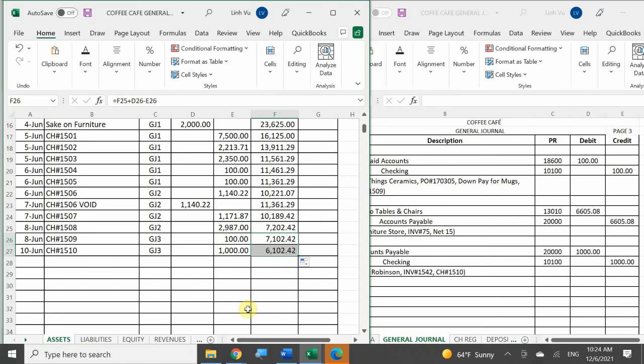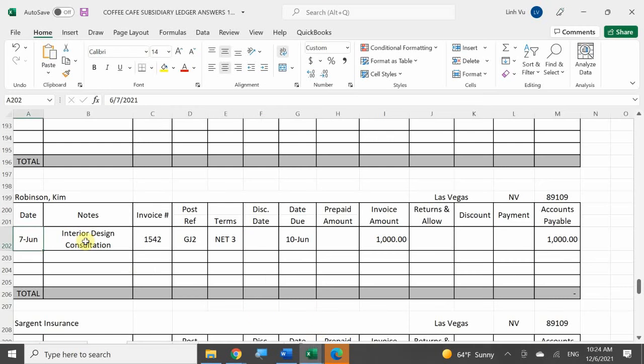Then, of course, I also have to update my subsidiary ledger because I no longer owe Kim Robinson anything anymore. I need to update my account accordingly. Now, in this case, you do have two choices. You can go ahead and edit this line right here and say, I made a payment. I'm going to put $1,000 here. But this does not tell me any information of when I paid, how I paid, what I used to pay with, et cetera.